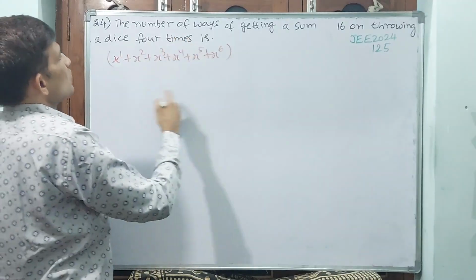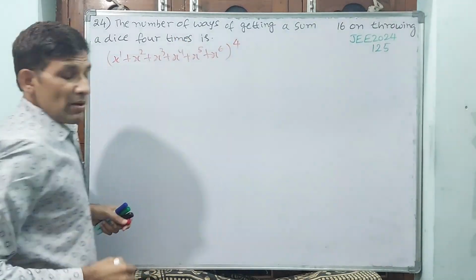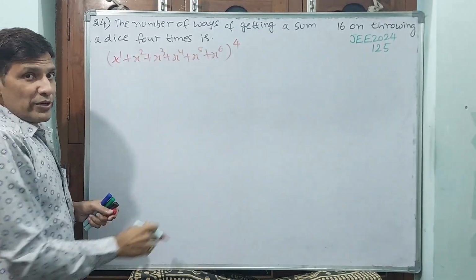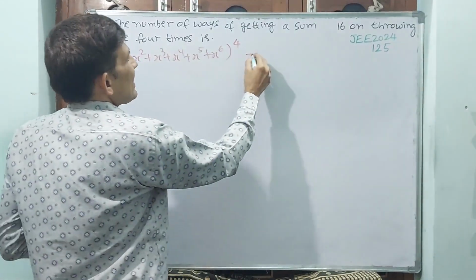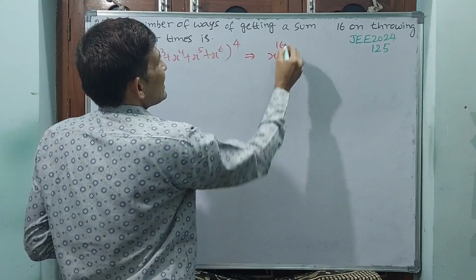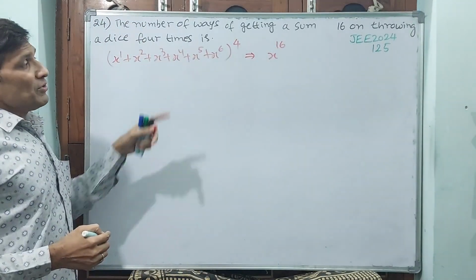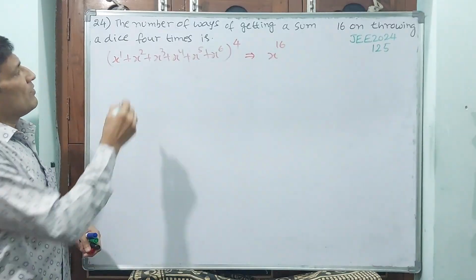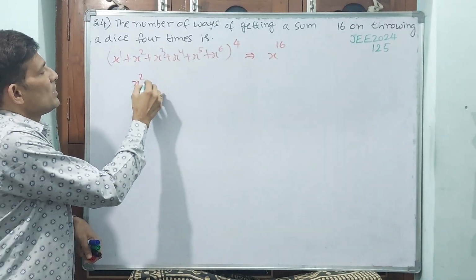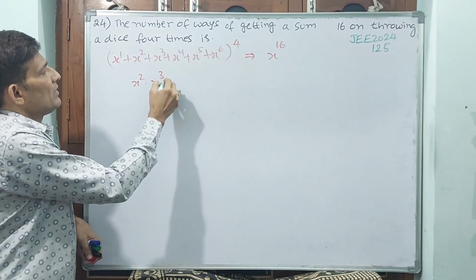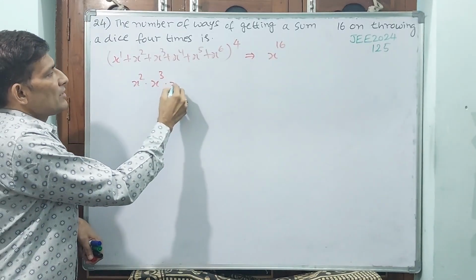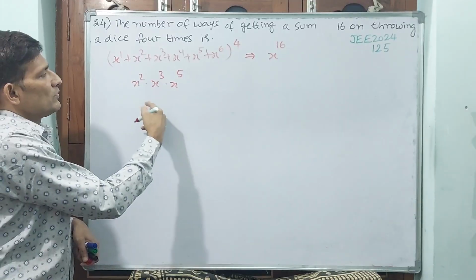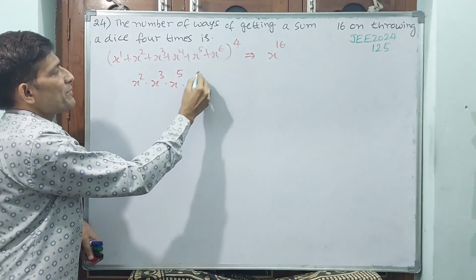What about 4 throws? Power 4. Why? Because 4 times we are throwing, the same thing is going to come 4 times. See what you require. That means 16 has to come. How is it going to come? With one throw it is not going to come. First time it may come 2, second time it may come 3, and the third time it may come 5, 8 plus 2, 10. Last time it can come 6.